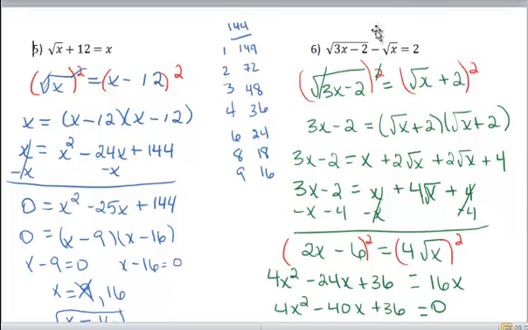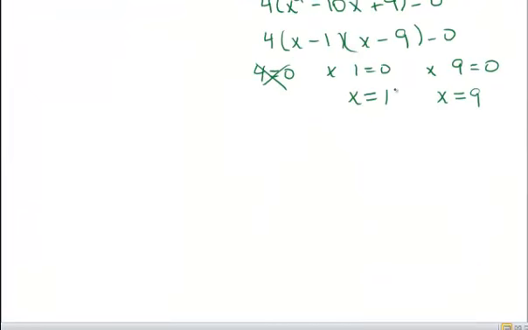Our other answer that we had was 9. So if we put 9 in there, does it work? 3 times 9 is 27. And 27 minus 2 is 25. The square root of 25 is 5. The square root of 9 is 3. And 5 minus 3 is 2. So 9 works. 9 works, but 1 does not. So this is going to be our solution.